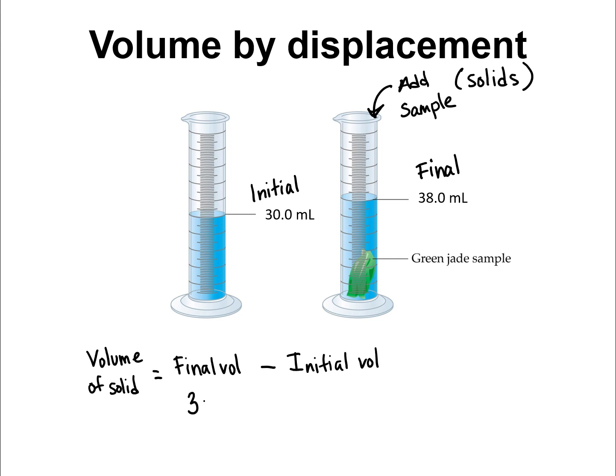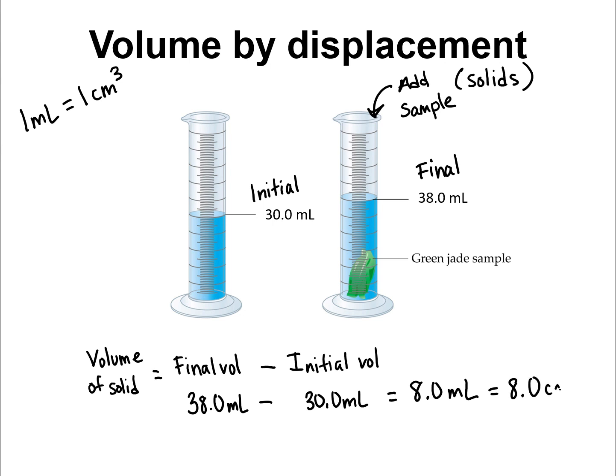In this case, we've got 38.0 milliliters minus 30 milliliters, and that gives us 8.0 milliliters. Now, it's customary to report volume for solids in centimeters cubed. 1 milliliter is equal to 1 centimeter cubed. I talked about that in the video. You don't have to know how or why, but know that this is true. So we can write that 8 milliliters as 8.0 centimeters cubed.